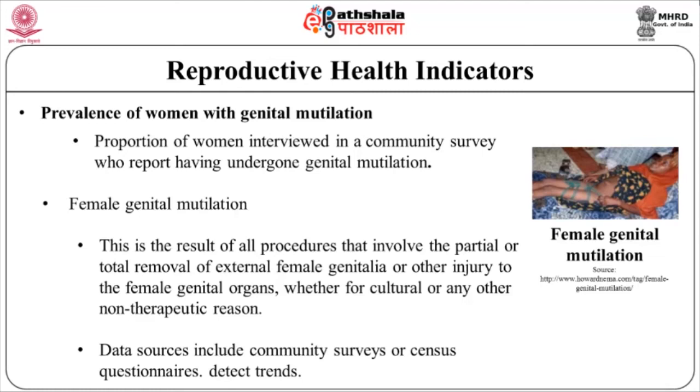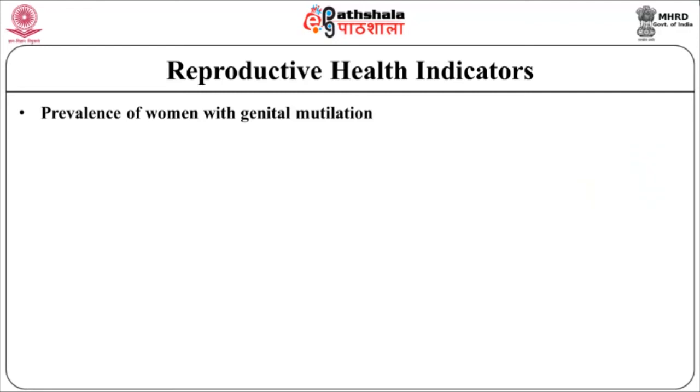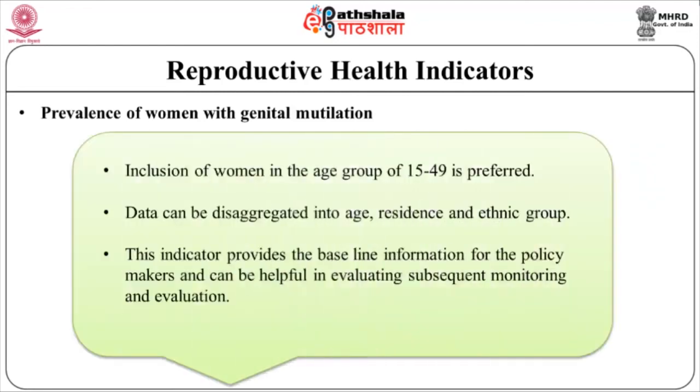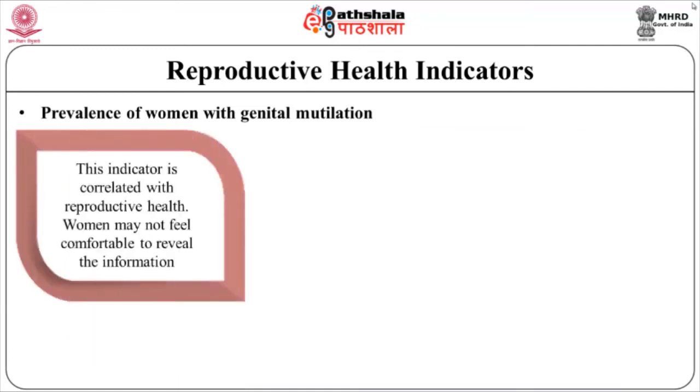Repeated surveys would be able to detect the trend. Inclusion of women in the age group of 15 to 49 years is preferred. Data can be disaggregated into age, residence and ethnic groups. This indicator provides baseline information for policymakers and can be helpful in the subsequent monitoring and evaluation. This indicator is correlated with reproductive health.